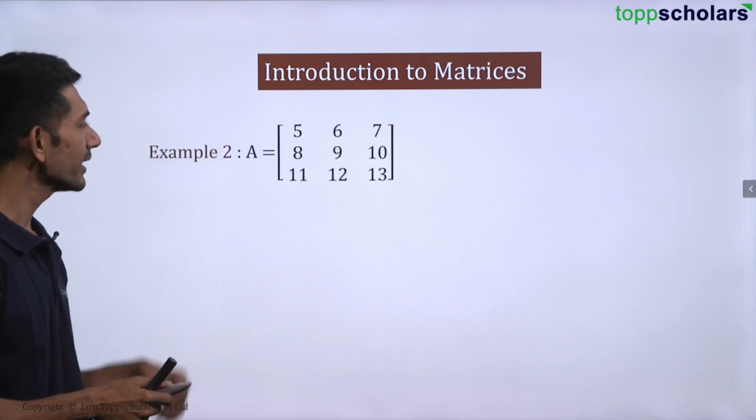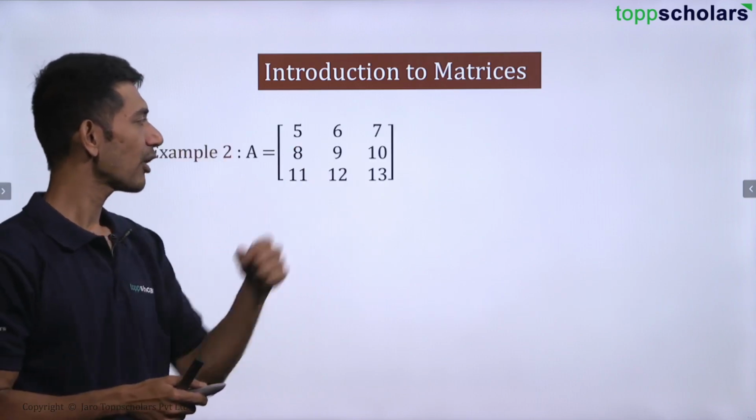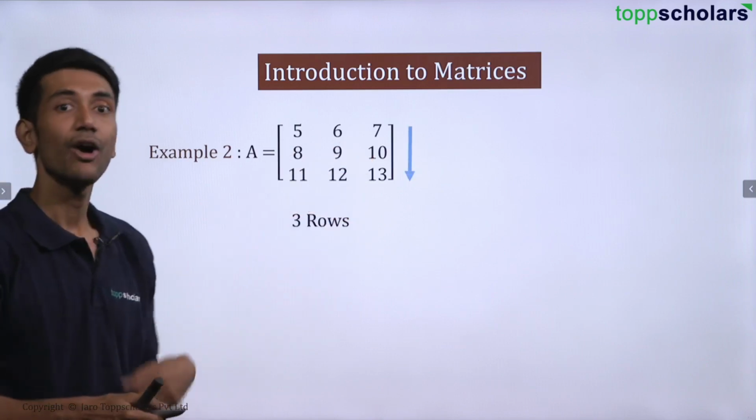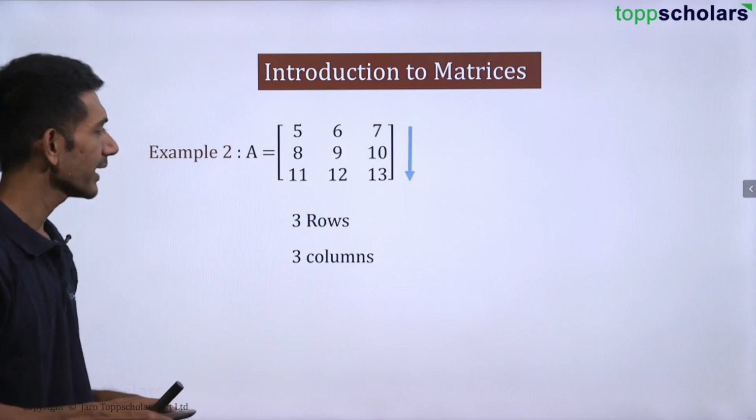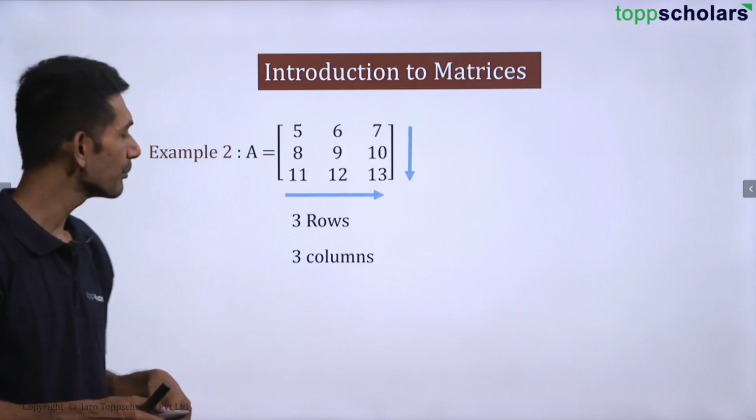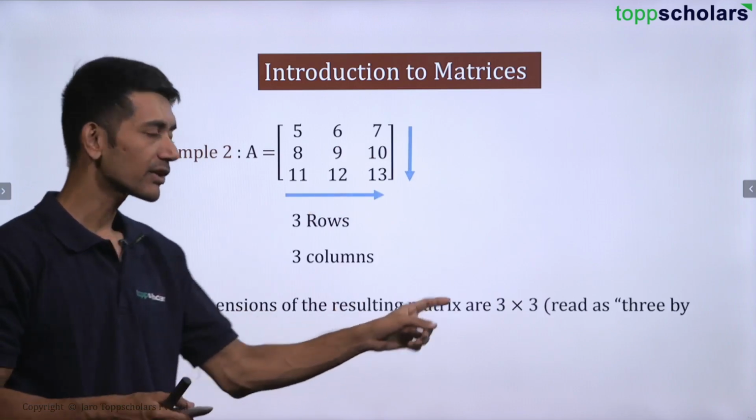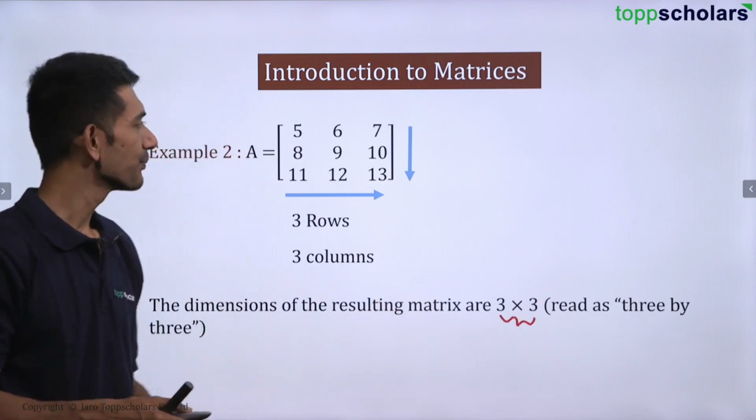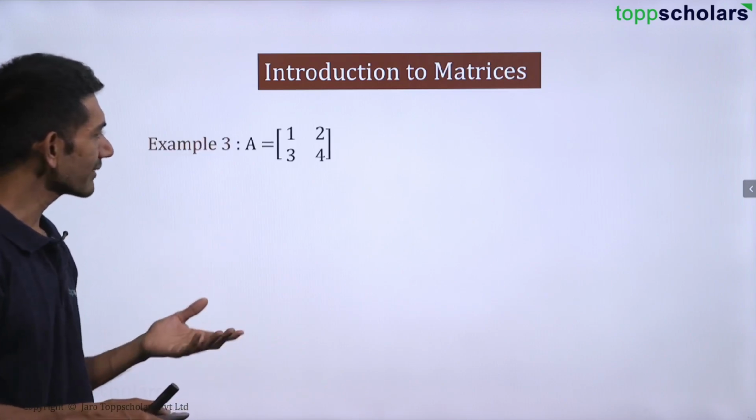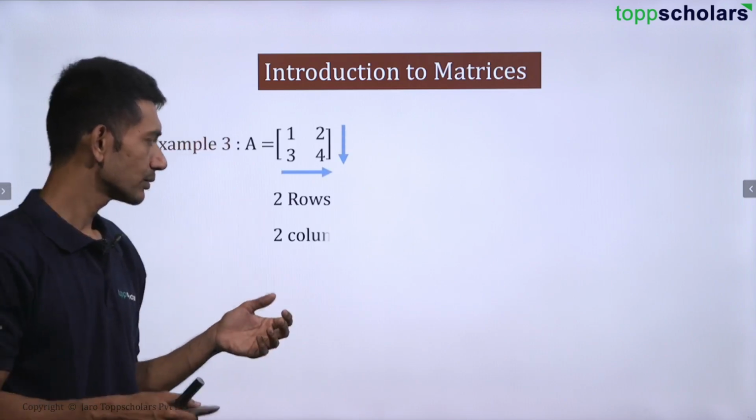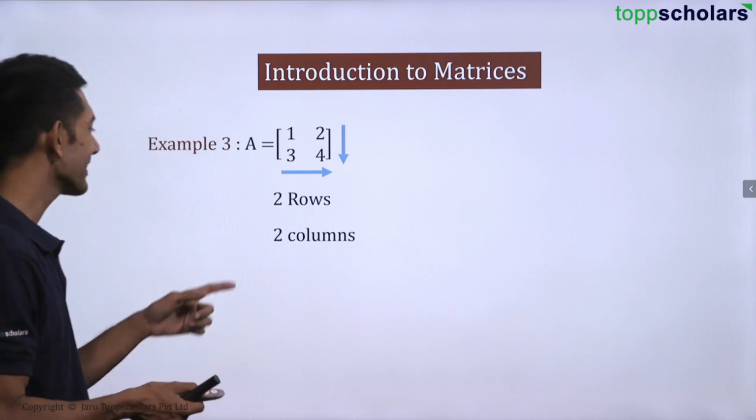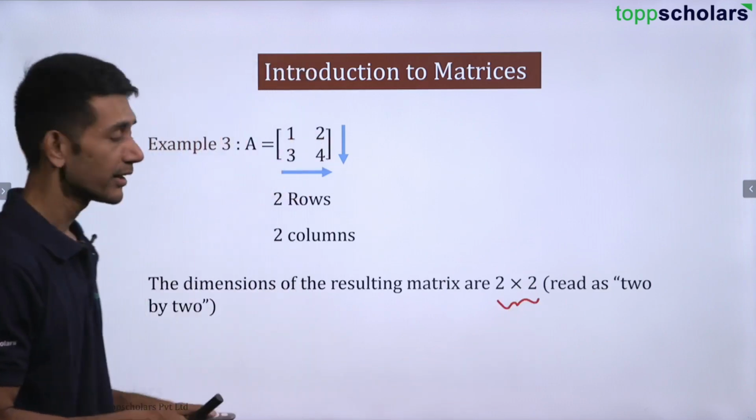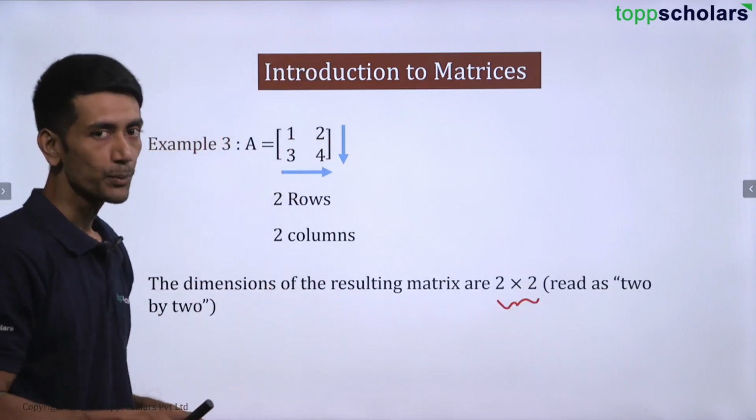Okay. So here we have one more example. How many rows are there? Correct. There are 3 rows. How many columns are there? Correct. There are 3 columns. Again, you can see. Simple. So we can say that the dimensions of the resulting matrix are 3 by 3. Now let us talk about one more example. 2 rows, 2 columns, of course. So again we can say that the dimension of the resulting matrix is what? It is 2 by 2, right?